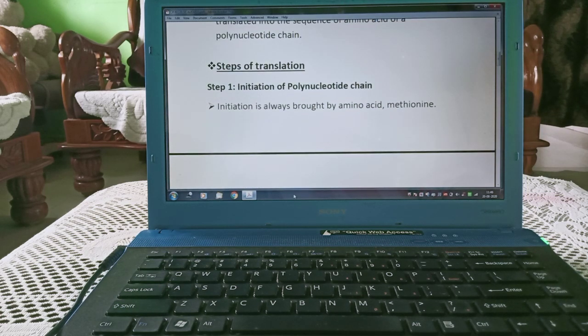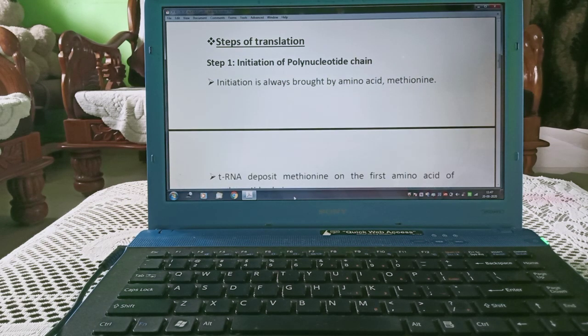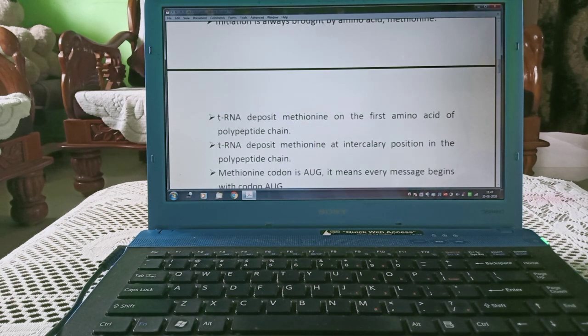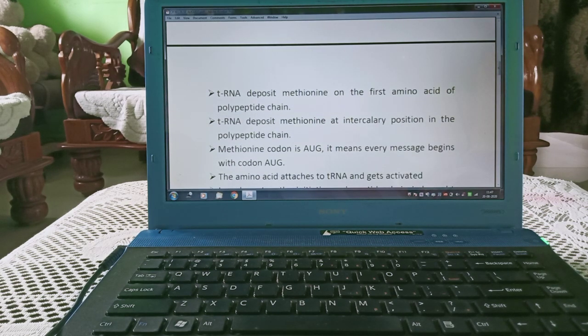Our next topic is steps of translation. Number 1, initiation of polypeptide chain. Initiation is always brought by the amino acid methionine. Transfer RNA deposits methionine as the first amino acid of the polypeptide chain.